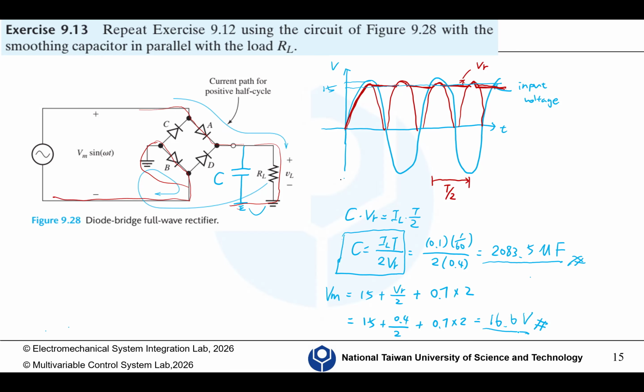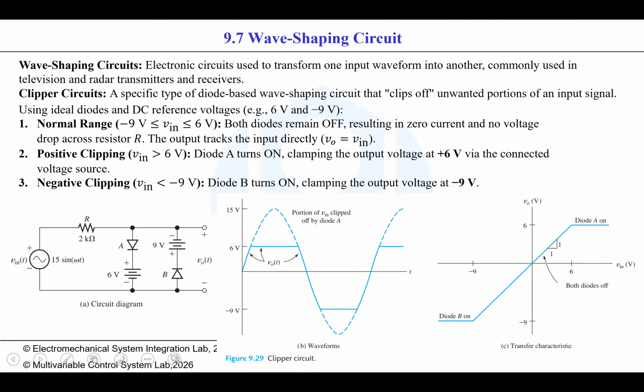All right, and then we'll look at the next slides. Wave shaping circuits. These are electric circuits used to transform one input waveform into another. It can transform one input waveform to another, commonly used in television and radar transmitters and receivers.